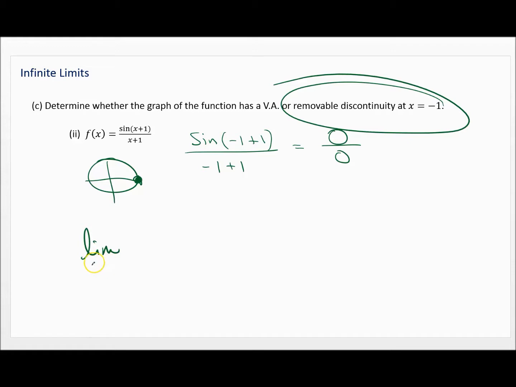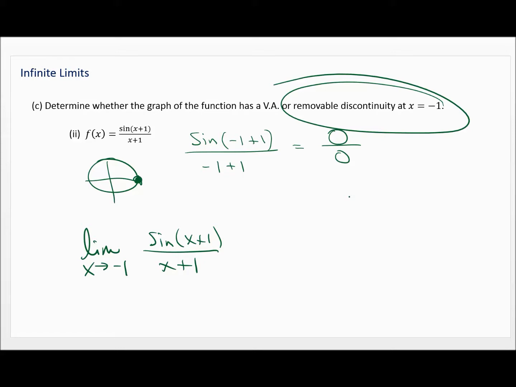If we take the limit as x approaches negative 1, remember if we have sine of (x plus 1) over (x plus 1), okay? So we already decided we got 0 over 0. That means to evaluate this limit, we have to simplify the function or use a trick.